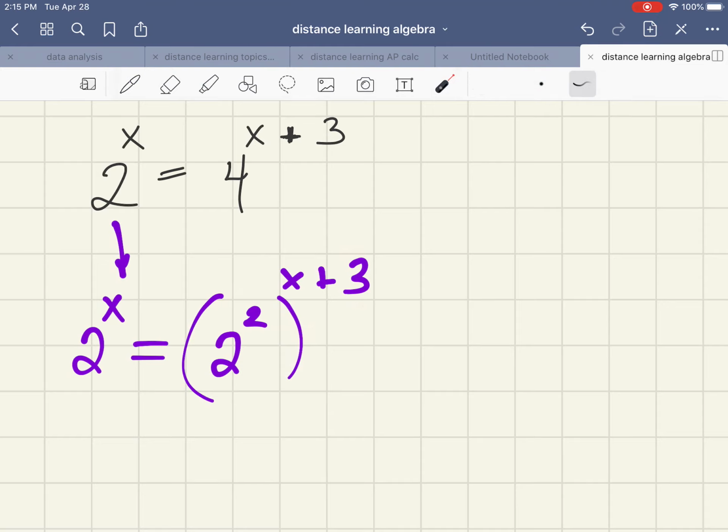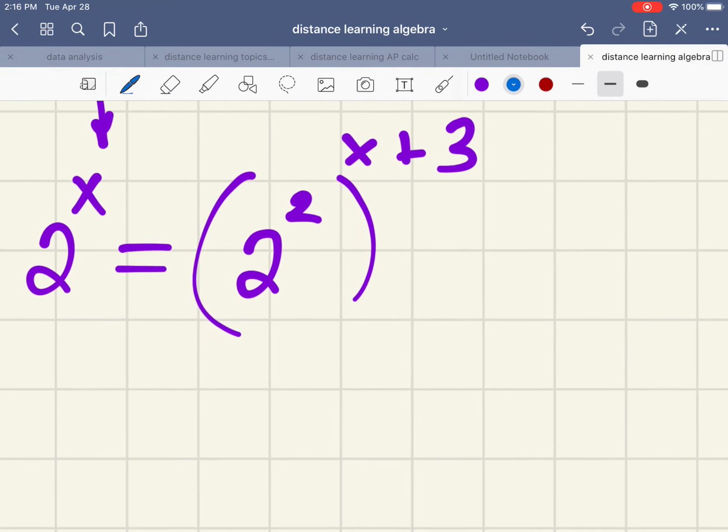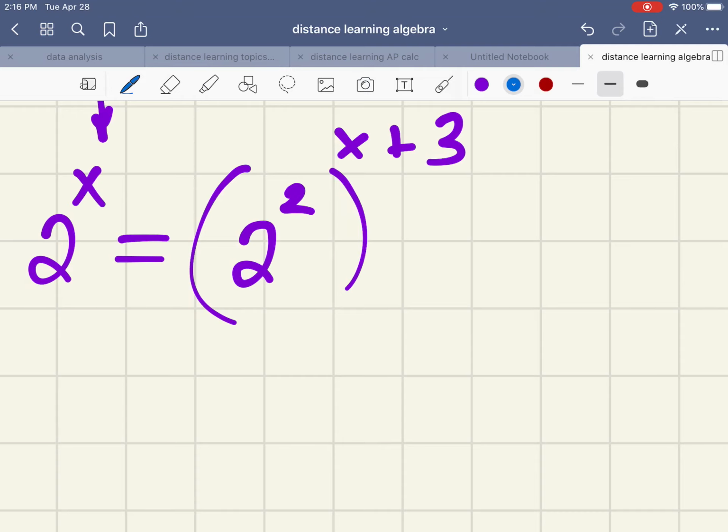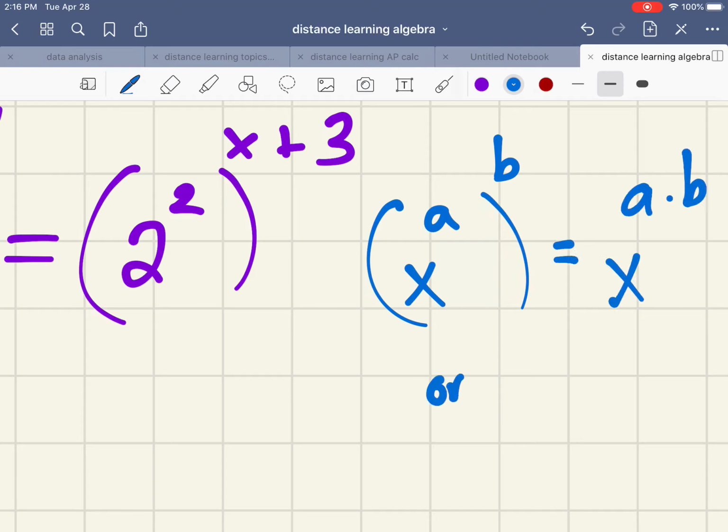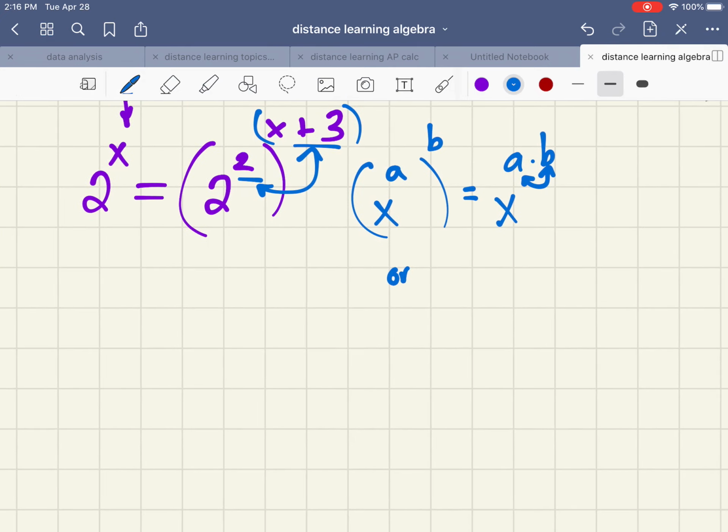We need to use our properties of exponents. Since this is a power to a power, the property for power to a power is we multiply the exponents. And since multiplication is commutative, we can actually swap places here and then multiply each of the pieces by 2. It doesn't really matter how you do it. So I'm going to distribute that 2, the exponent, into the exponent x plus 3. That's going to give me 2x plus 6.